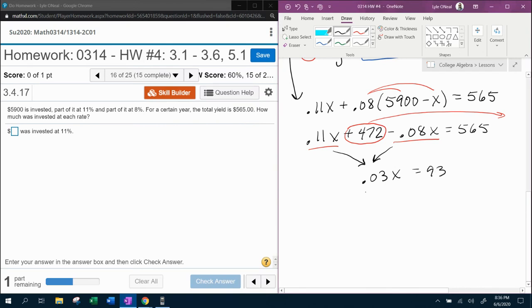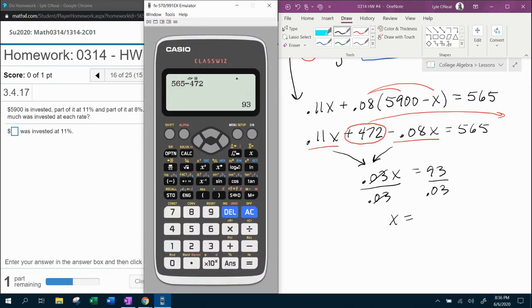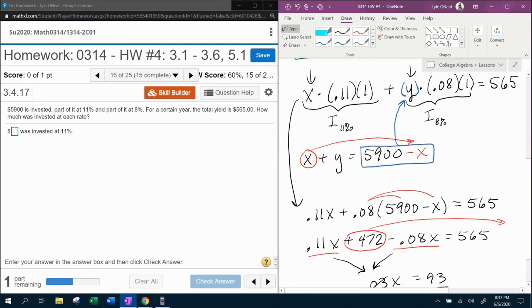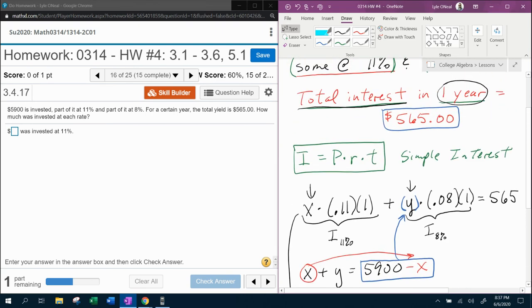And last step, to solve for x, we're going to divide both sides by 0.03. One more time with the calculator, that's 93 divided by 0.03, $3,100. That is the amount that we invested at 11%. Look right here, X was the amount that we invested at 11%.